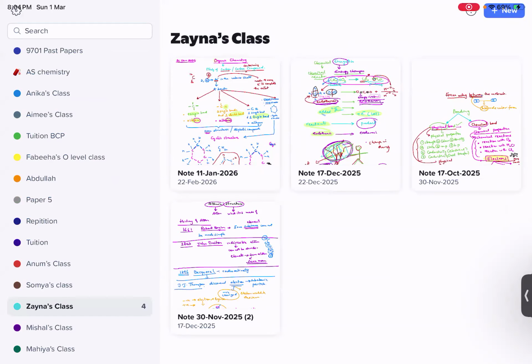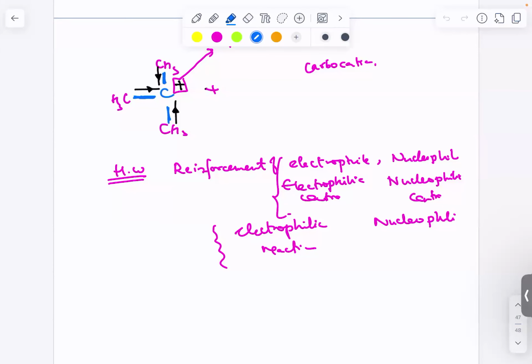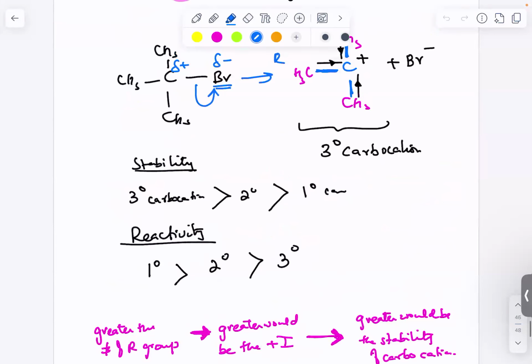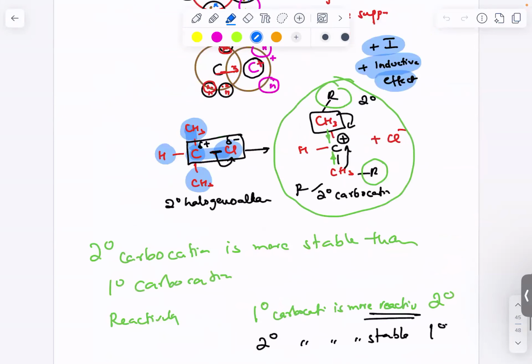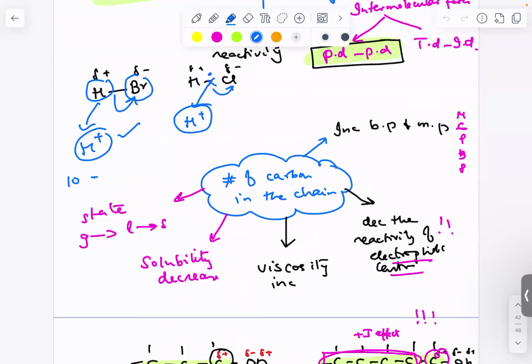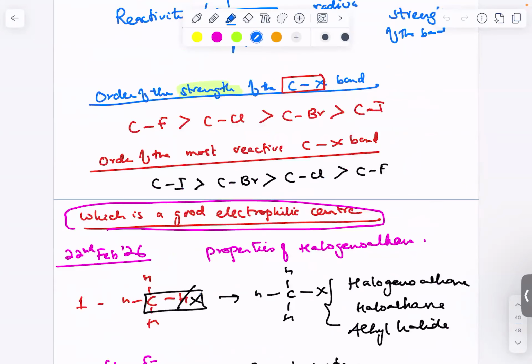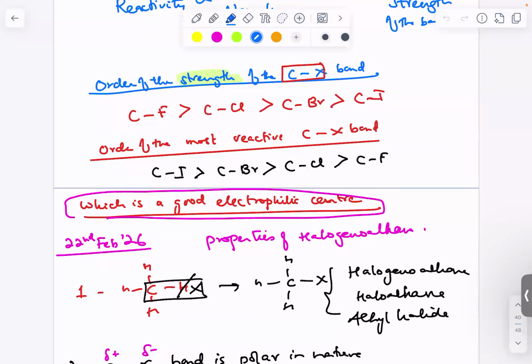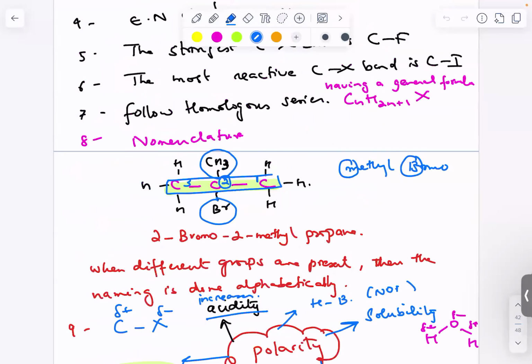That was organic chemistry. So we were on this topic. I was telling you about the carbocations. Which was the topic? Properties of halogenoalkanes. So this was our class on 22nd February.